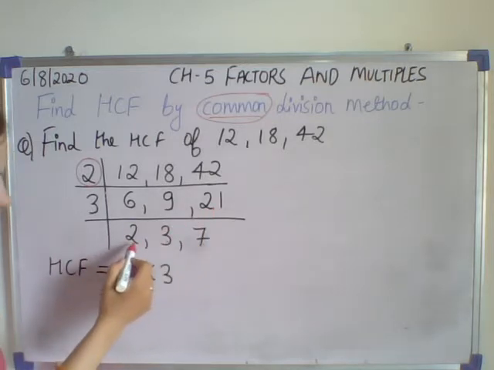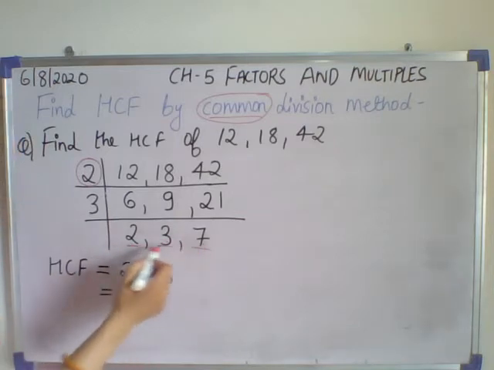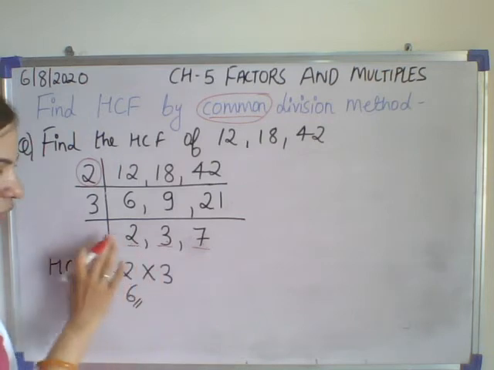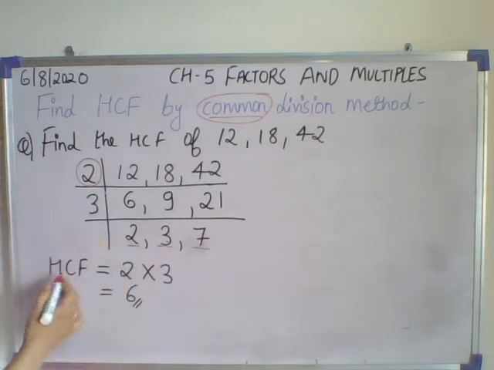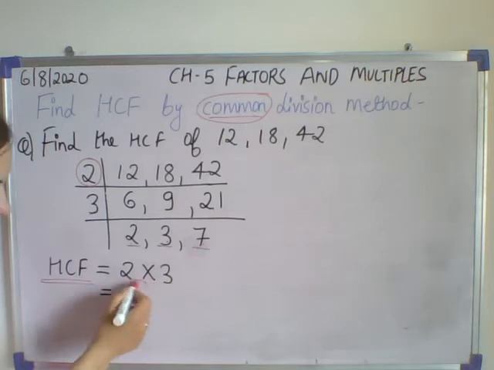Now here we have these 3 numbers 2, 3 and 7. No common factor of 2, 3, 7 exists except 1. So you have to leave the method here and then write the HCF. 2 multiplied by 3 equals 6. So 6 is your final answer.